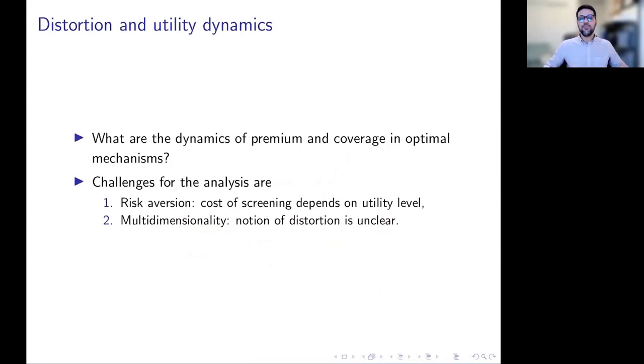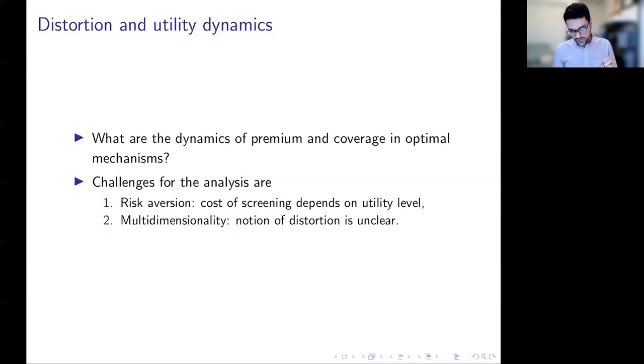To study the dynamics of premium and coverage in this model, which is the question I just referred to, there are going to be two technical challenges that I'd like to highlight, that will help us understand how different this problem is from the standard dynamic mechanism design problem studied in the literature. The first one is the presence of risk aversion. Most of the literature in dynamic mechanism design focuses on quasi-linear environments.